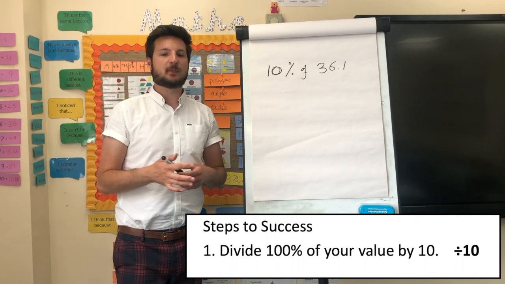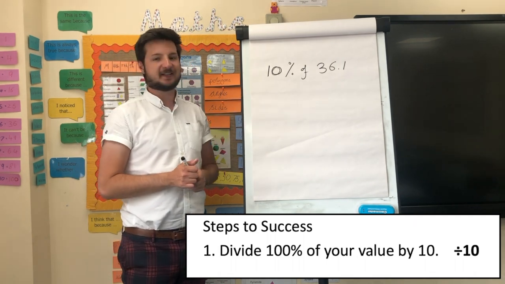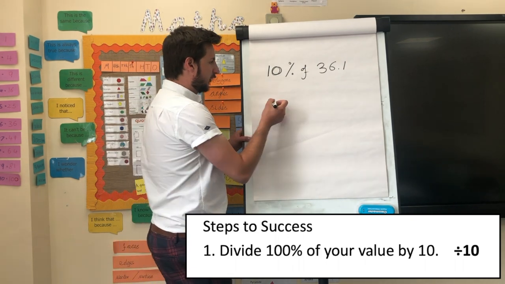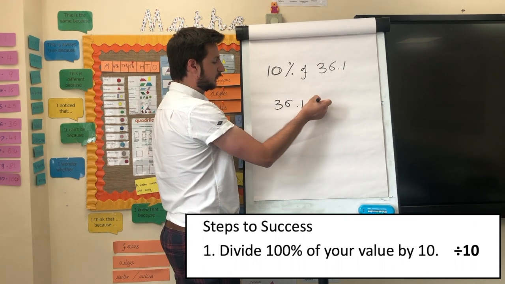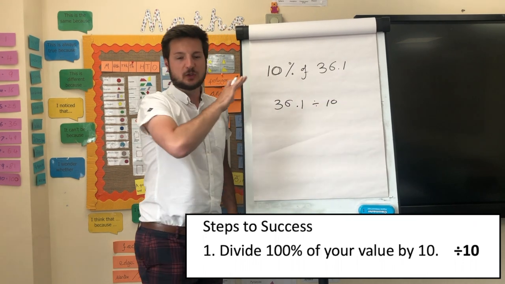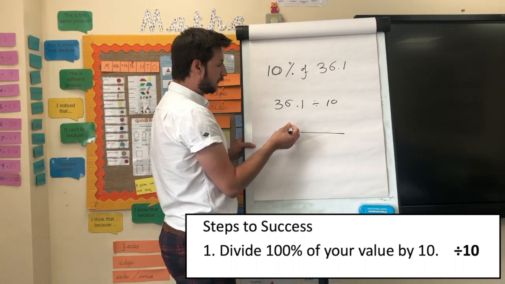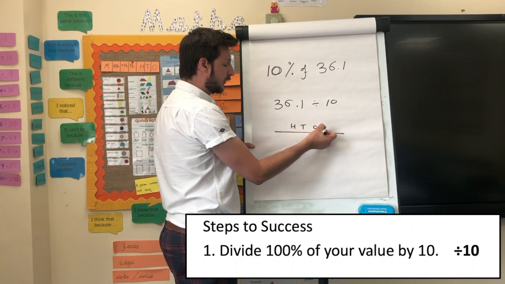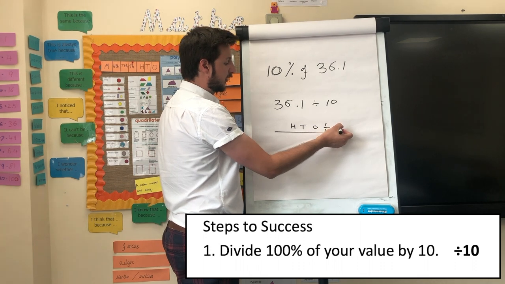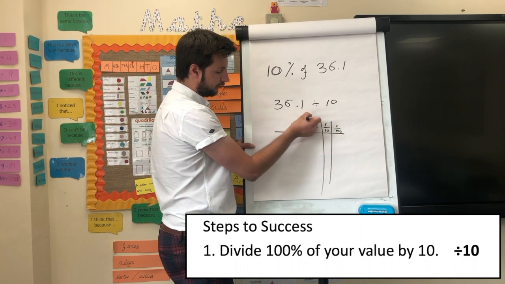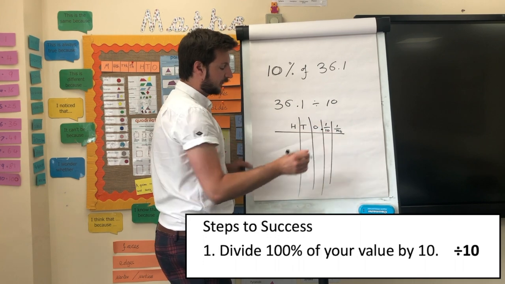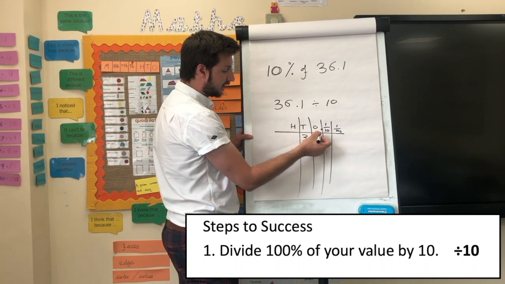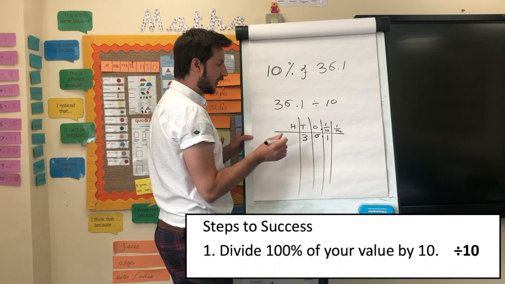For our penultimate example, we're going to look at how we find 10% of 36.1. Calculating 10%, we are dividing by 10. So our calculation is 36.1 divided by 10. We are not using bus stop. Instead, we are writing out our place value headings. So we've got our 100s, our 10s, our 1s, our 10ths, and our 100ths. And our decimal. First, let's copy in our number 36.1. So we've got 3 10s, 6 1s, and 1/10. Let's keep that decimal lined up.